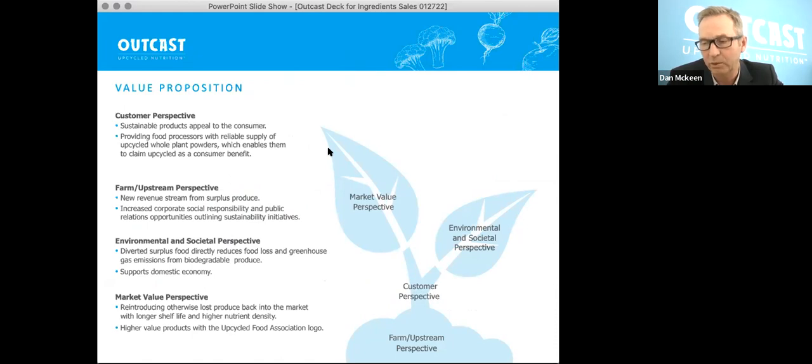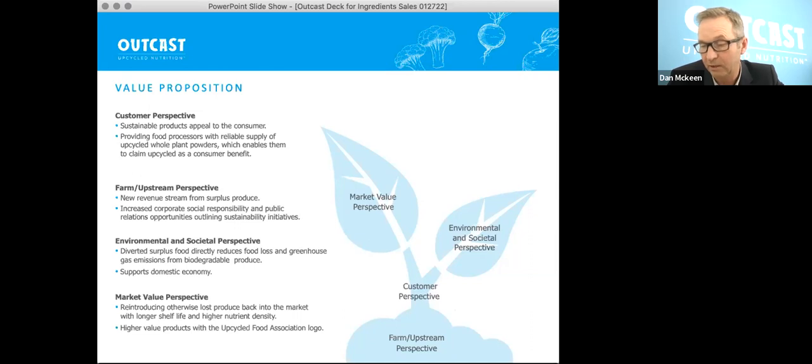We can provide food processors with a reliable supply of whole plant powders, which allows them to do their manufacturing. And for a farm, it can be a new revenue stream for surplus produce. Certainly in organic, people have corporate social responsibility, and public relations is important for everyone, as are sustainability initiatives. So we can be a big part of that.